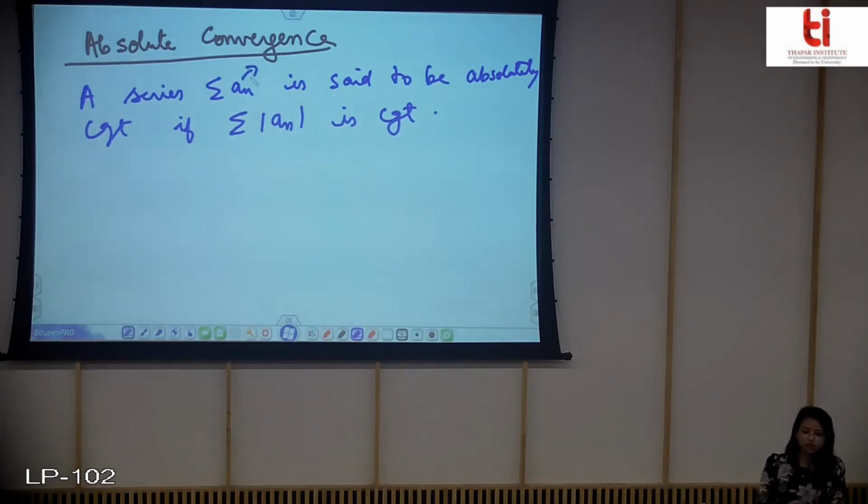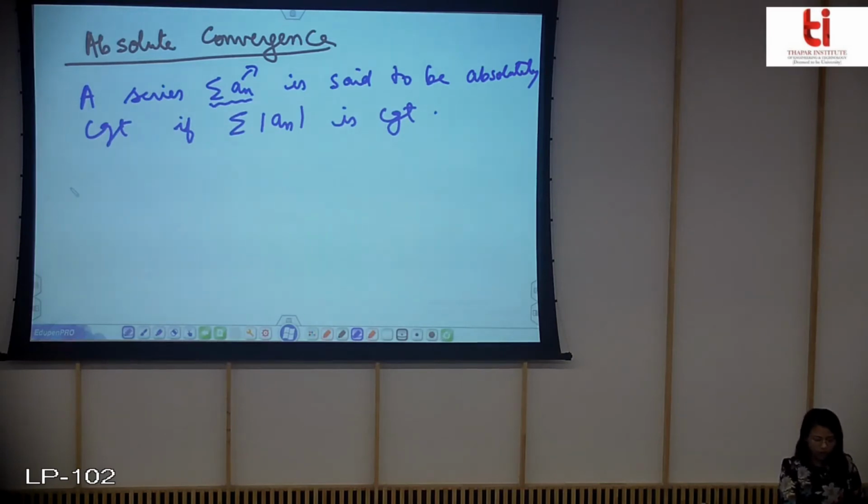Alternating series means what? That it has alternating negative and positive signs. Now if you put a mod, that means that you are converting all the signs to positive. Now if that series is also convergent, you say that the series is absolutely convergent. That means that the alternating series is convergent, and if you put mod, this is also convergent.